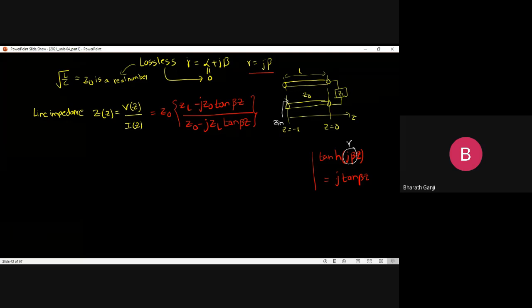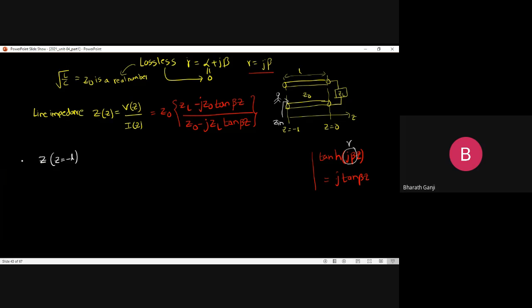But after studying this much of effects and waves and all, you definitely can't say that Zn equals ZL. In fact, it will not be equal. You will see what Zn is. So what is the input impedance of the line? If I'm standing at the initial point of the line, and there are voltage and current waves, and if I ask what is the input impedance at this location, what I'm asking is, what is the line impedance at z equal to minus L?